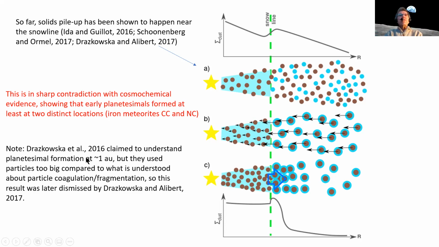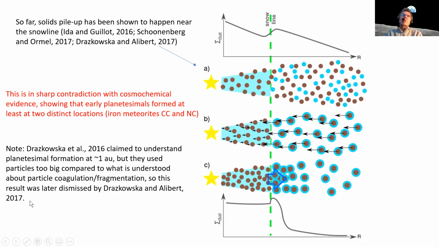But in that work, they used planetesimals that were too big compared to what is now understood from studies of particle coagulation and fragmentation. So this result about dust pile up at 1 AU by Drazkowska et al. 2016 was then dismissed by Drazkowska and Alibert in 2017.